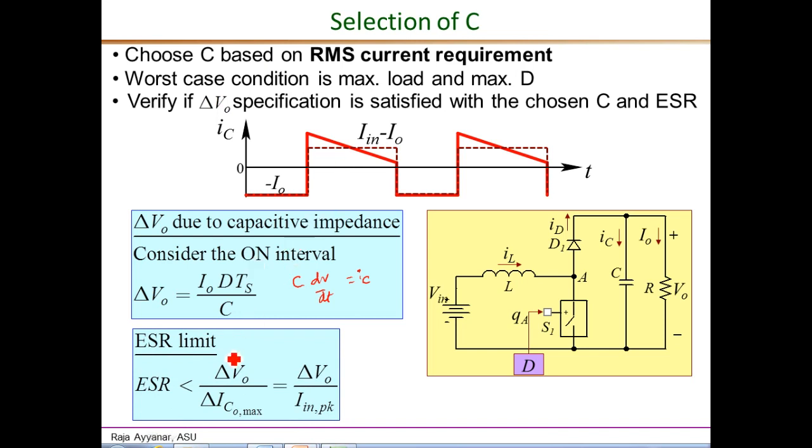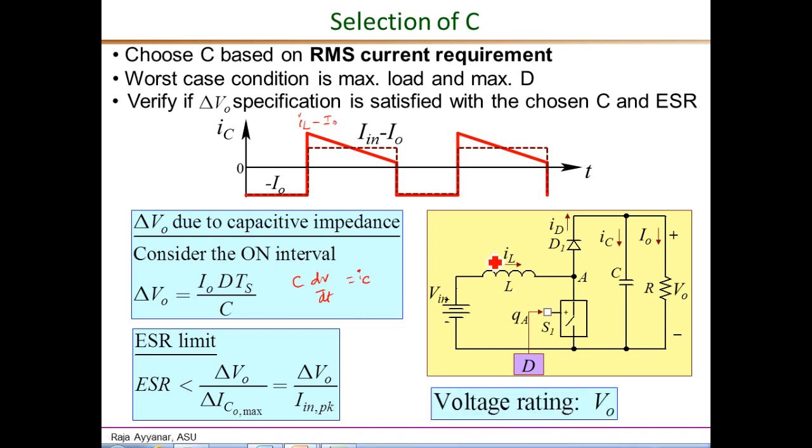Then the expression for the ESR limit, this would be the complete delta VO, assuming that the entire ripple is due to the ESR. So the specified delta VO divided by the peak-to-peak variation in the capacitor current. Now the peak-to-peak variation occurs during this step. So essentially this point is IL minus IO. So the difference is really just IL peak. So the ESR should be less than delta VO divided by IL peak or IN peak.